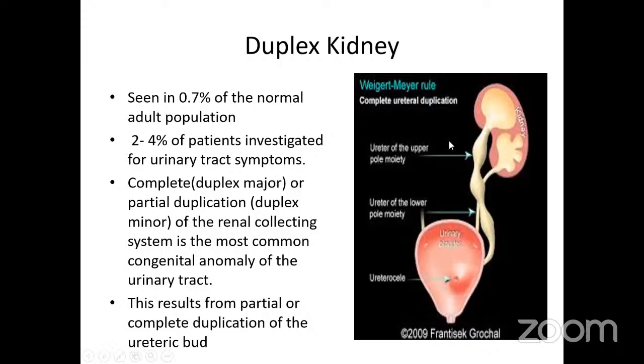The duplex kidney. This is a duplex kidney, seen in 0.7% of the normal adult population and 2 to 4% of patients investigated for urinary tract symptoms. Complete duplication, duplex major, or partial duplication, duplex minor, of the renal collecting system is the most common congenital anomaly of the urinary tract. This results from partial or complete duplication of the ureteric bud. This is complete ureteral duplication. The ureter of the upper pole moiety opens inferior to the ureter of the lower pole moiety.